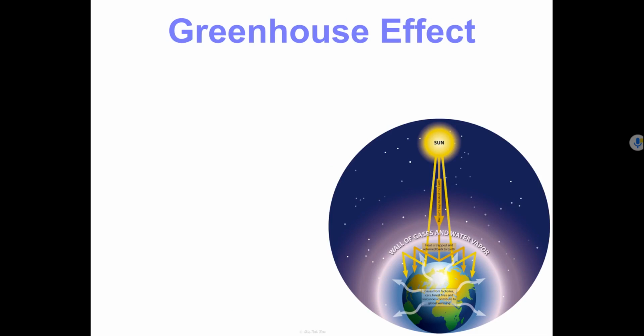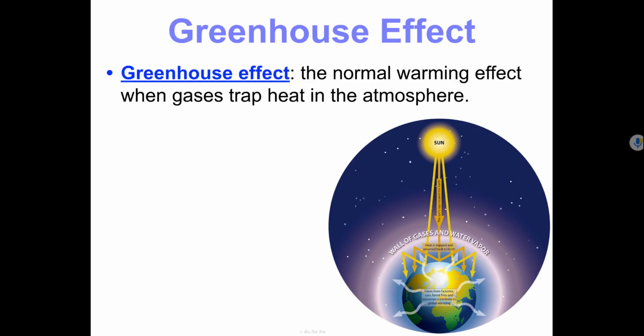Now, a moment ago, I said that burning fossil fuels increases the production of greenhouse gases. So let's talk about the greenhouse effect. The greenhouse effect is the normal warming effect when gases trap heat in the atmosphere. Just as heat from the sun is trapped inside a greenhouse, so heat from the sun gets trapped inside Earth's atmosphere by a wall of gases and water vapor. These gases are called greenhouse gases.